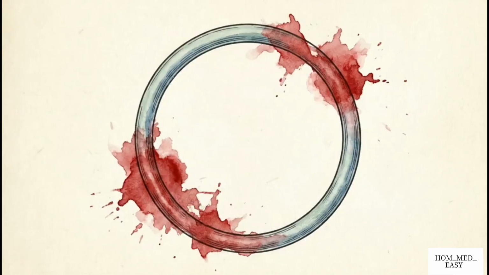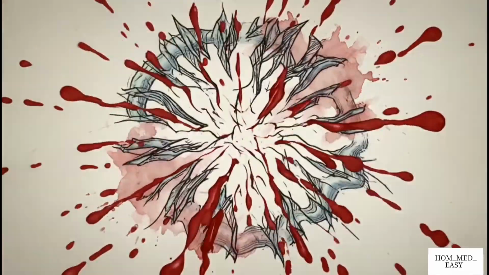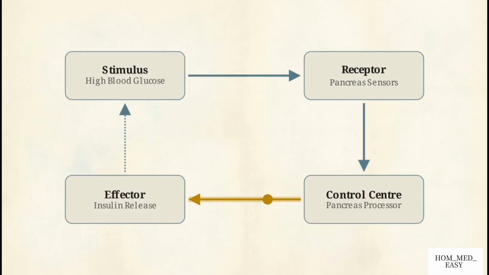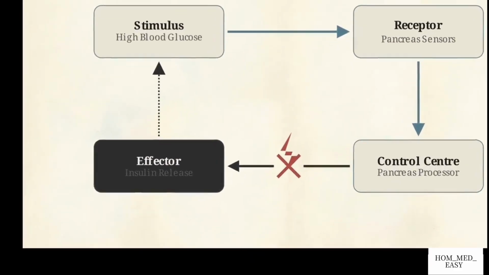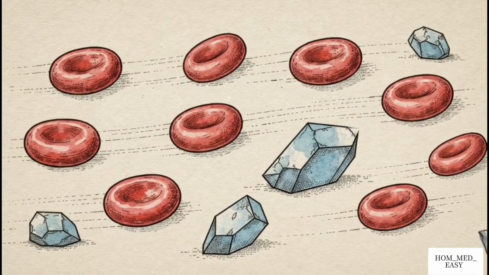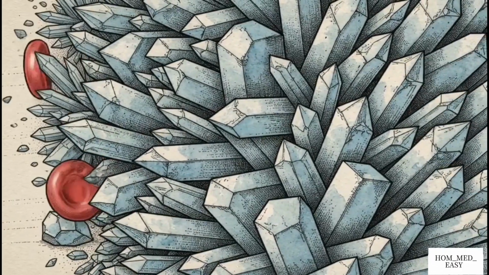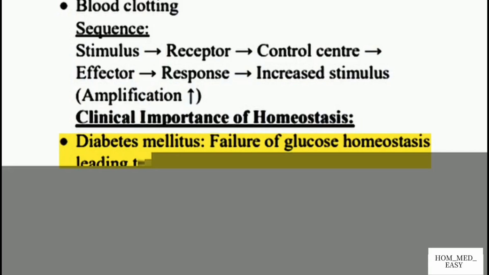We can use the glucose homeostasis model to see how a single break in the circuit destabilizes the system. If the signal from the control center is blocked, or the effector fails to respond, the communication chain is broken. Without the suppressive response from the effector, the initial stimulus of high blood sugar remains uncorrected and spirals out of control. This specific failure of the glucose feedback loop is known clinically as diabetes mellitus.